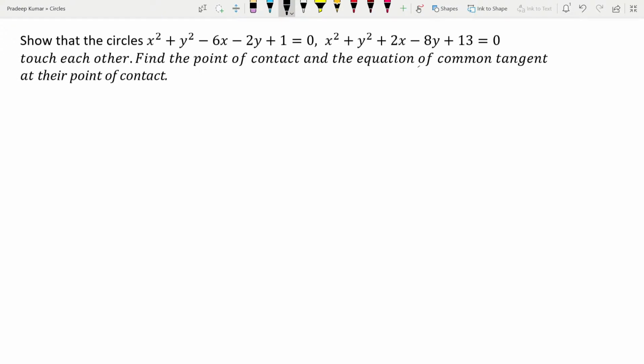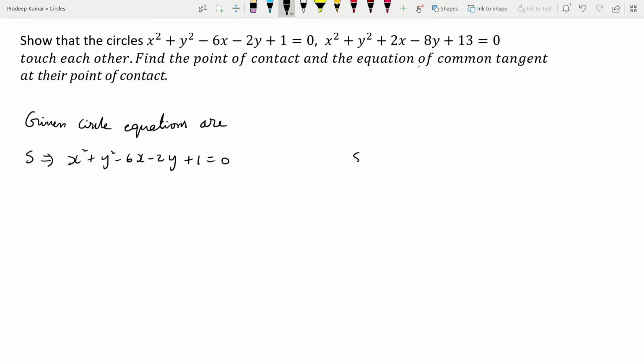So now we'll write the given circle equations. There are two circles given. The first circle I'll just represent with S, that is x square plus y square minus 6x minus 2y plus 1 equal to 0. The second equation I'm taking as S dash, which is x square plus y square plus 2x minus 8y plus 13 equal to 0. So these are the two equations which were given.